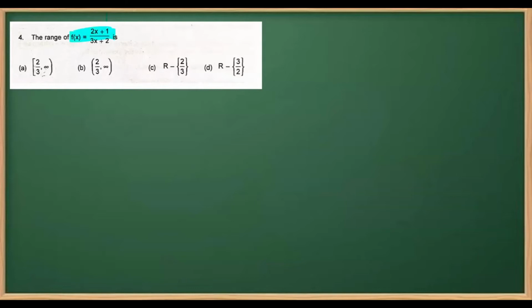In this question, we have to find the range of this function here. So what is the general method for finding the range? We put f(x) as y, right? So we'll do it like this only. If I put f(x) as y, what do we get? y equals 2x plus 1 over 3x plus 2.